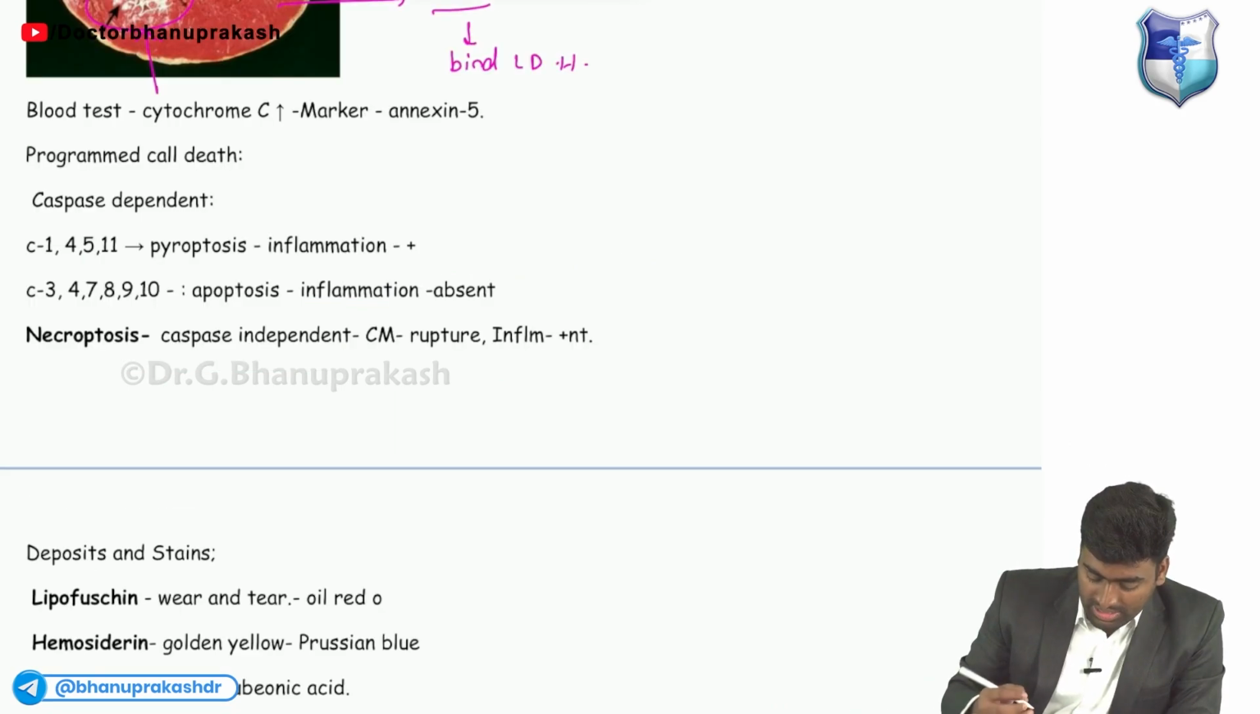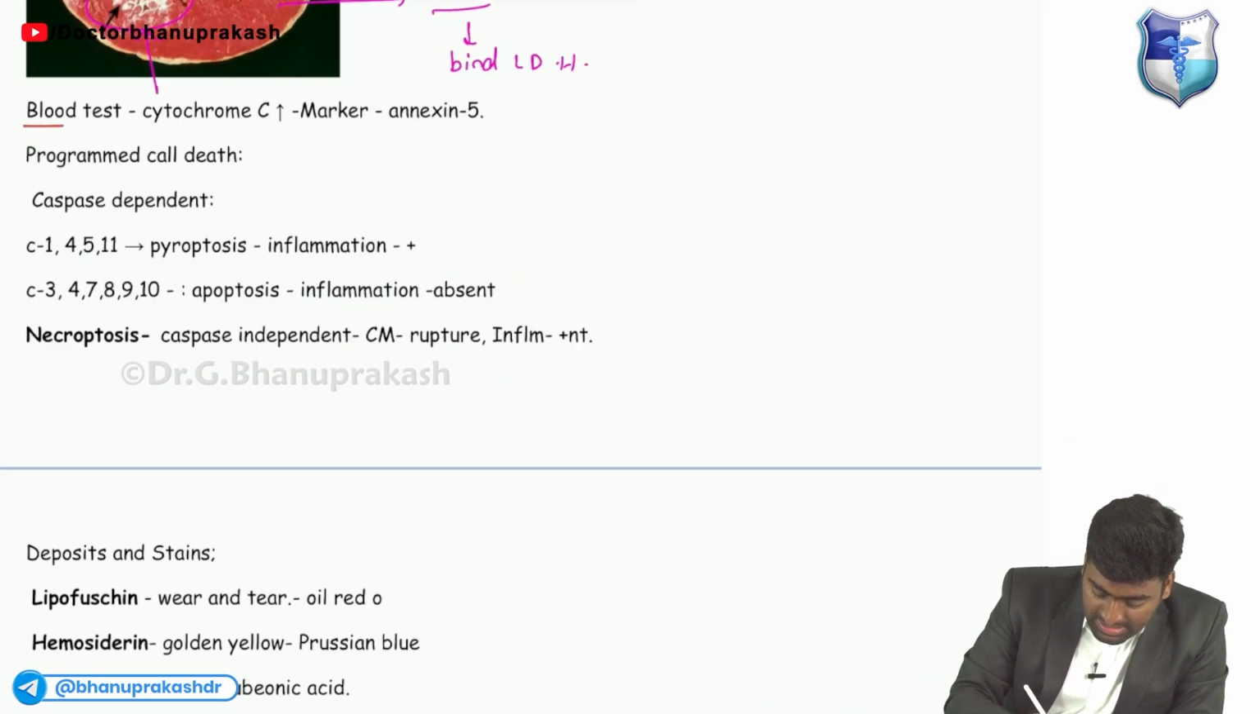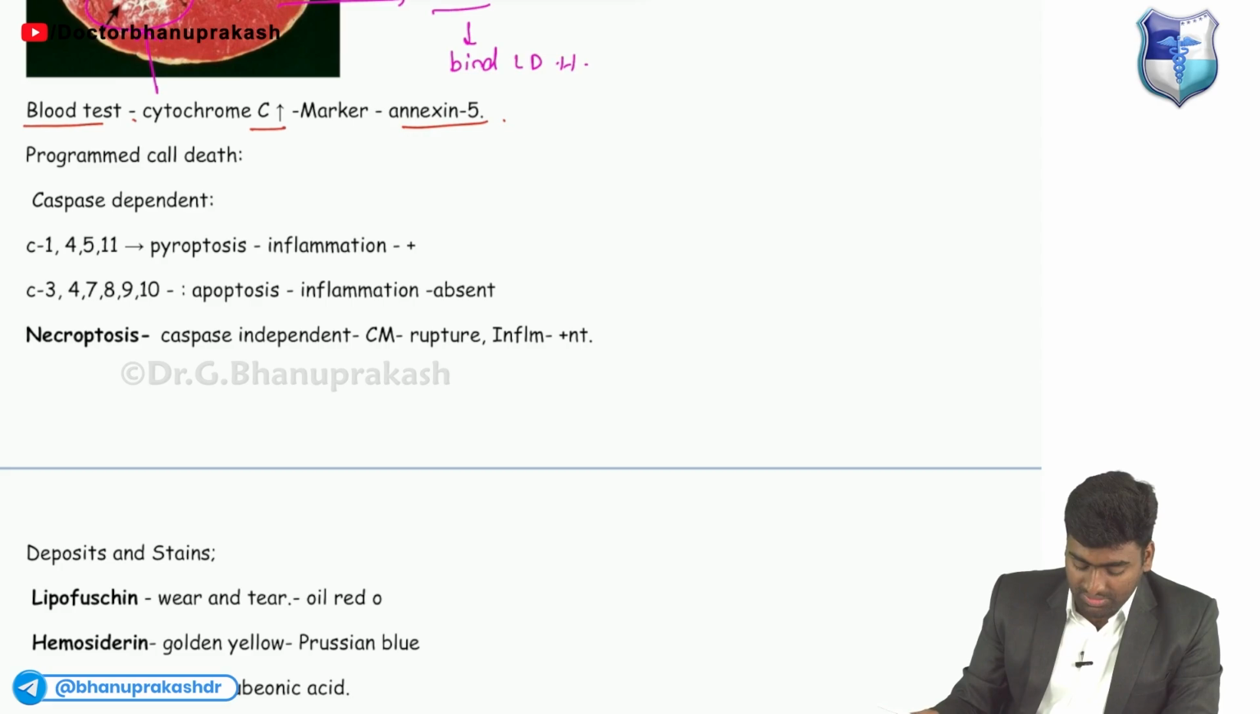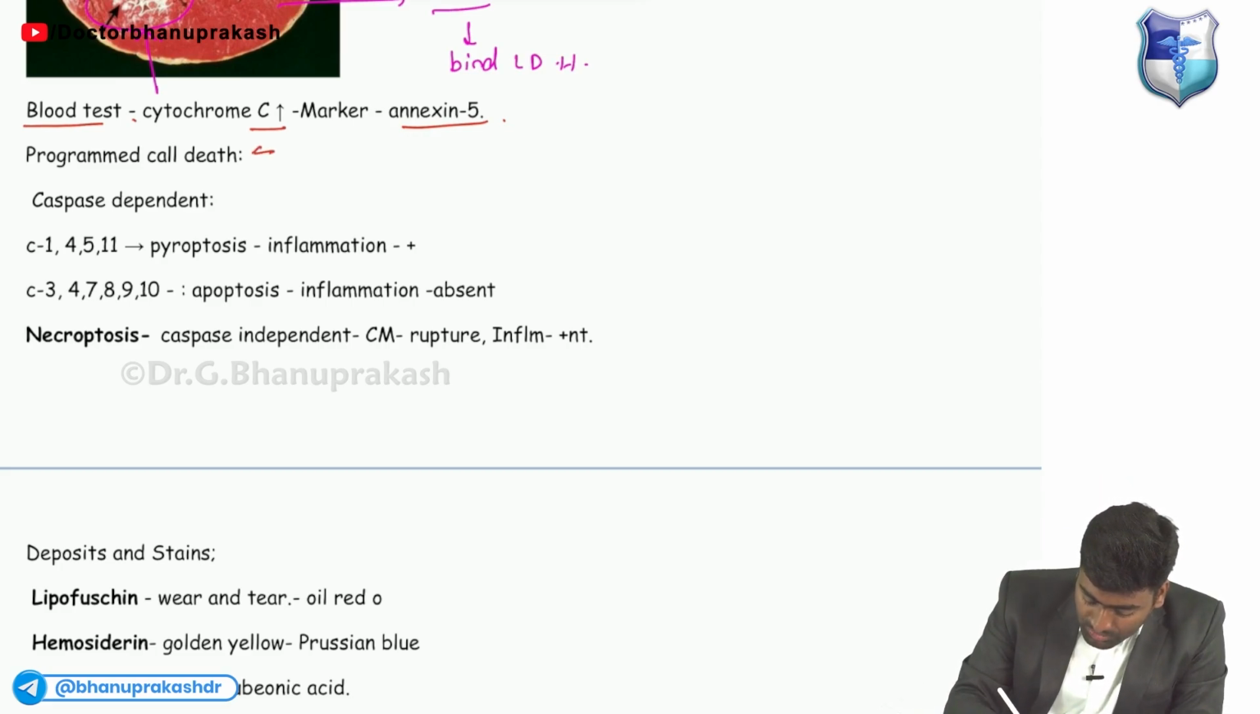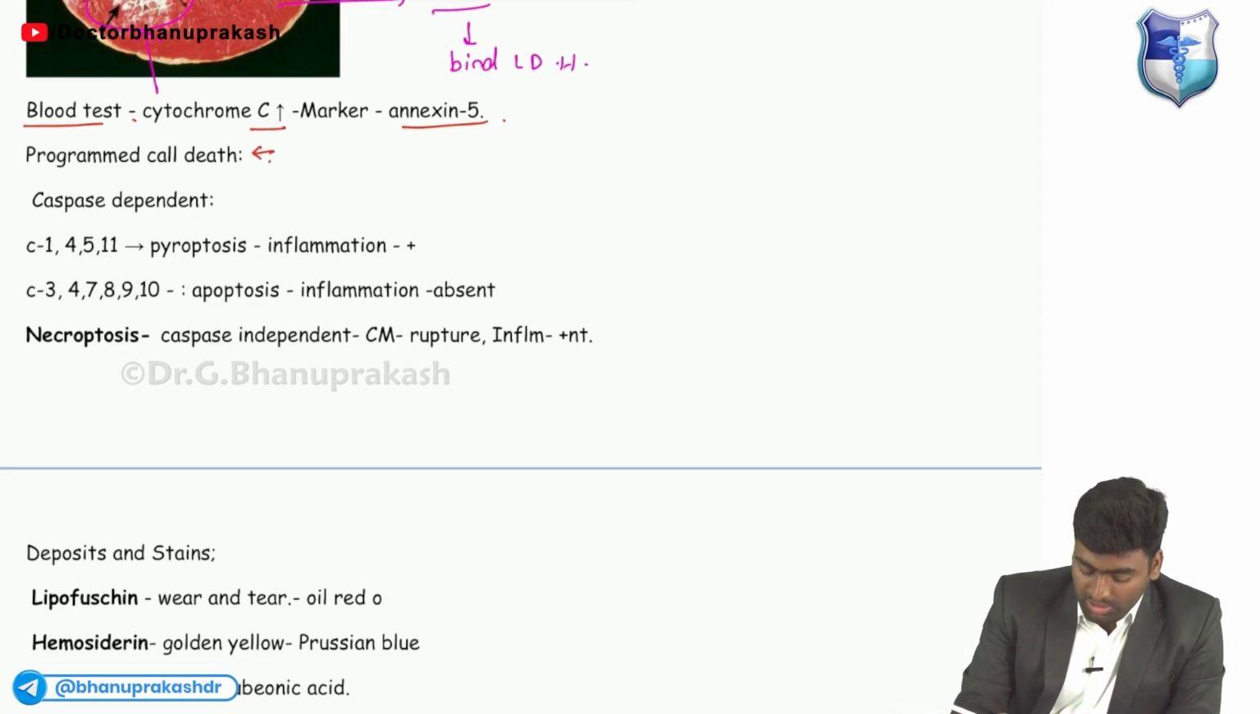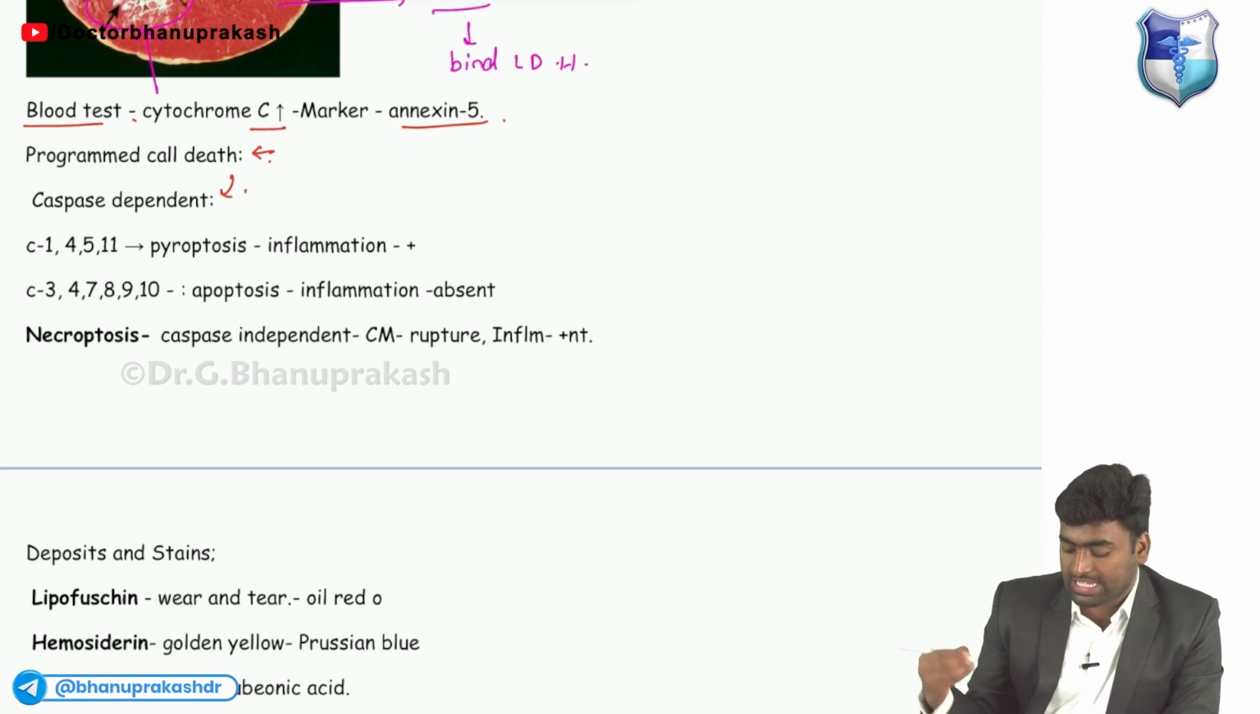Okay. Next, about this blood test, in a case of inflammation there will be an increase in cytochrome C and annexin 5. And about programmed cell death, it can be caspase dependent and caspase independent.